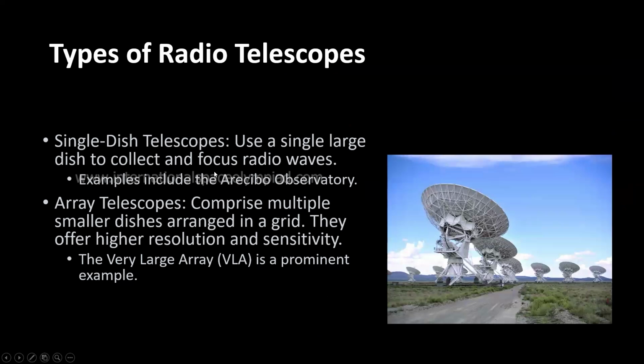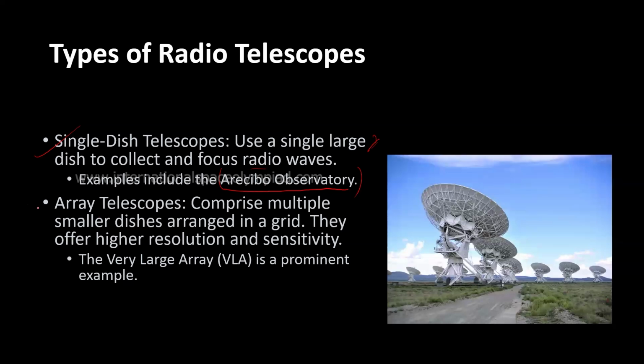So broadly, we can call radio telescopes two types. One is, as I mentioned, the single dish telescope, which uses a single large dish to collect and focus radio waves. One best example is the Arecibo Observatory. If you have seen the James Bond movie Die Another Day, I think, the Arecibo Observatory is shown there, with an action scene happening inside that telescope dish. It's interesting. I will show you some pictures later.